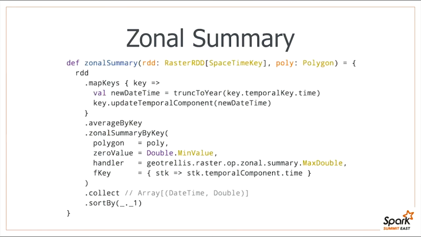All right, this is actually that operation implemented in GeoTrellis. And again, pretty readable. We see our data types. We start with a raster RDD with space-time key. We have some polygon.